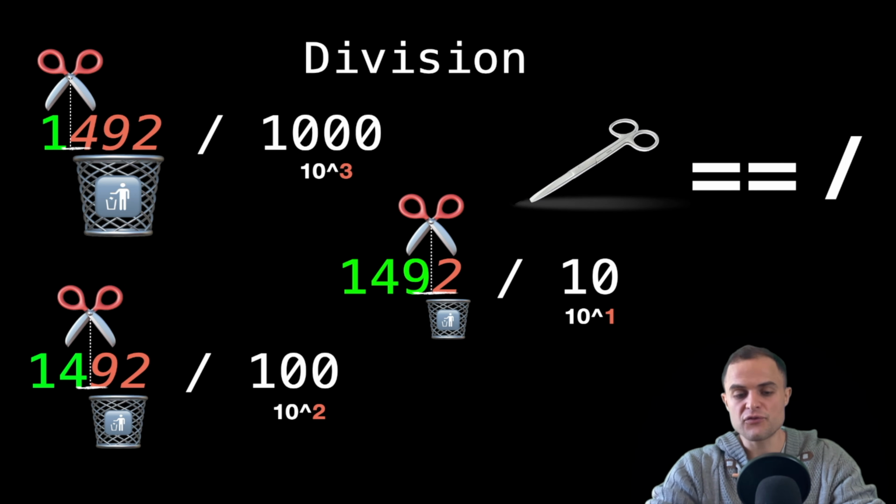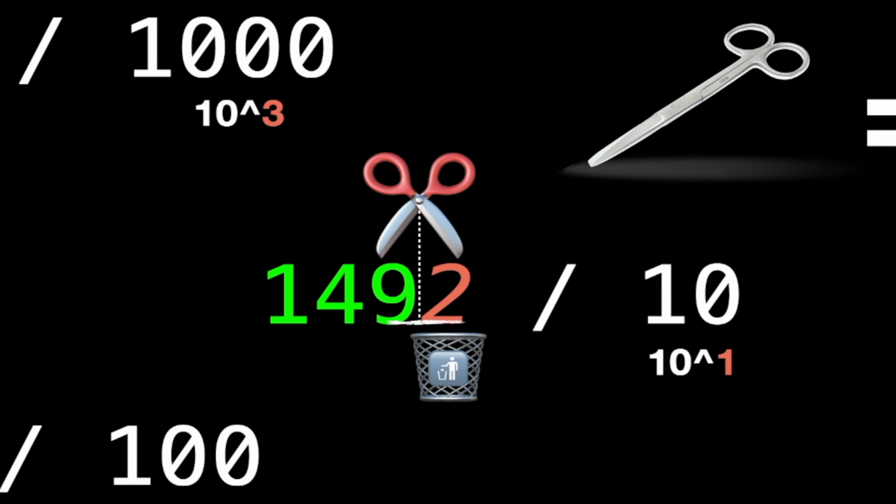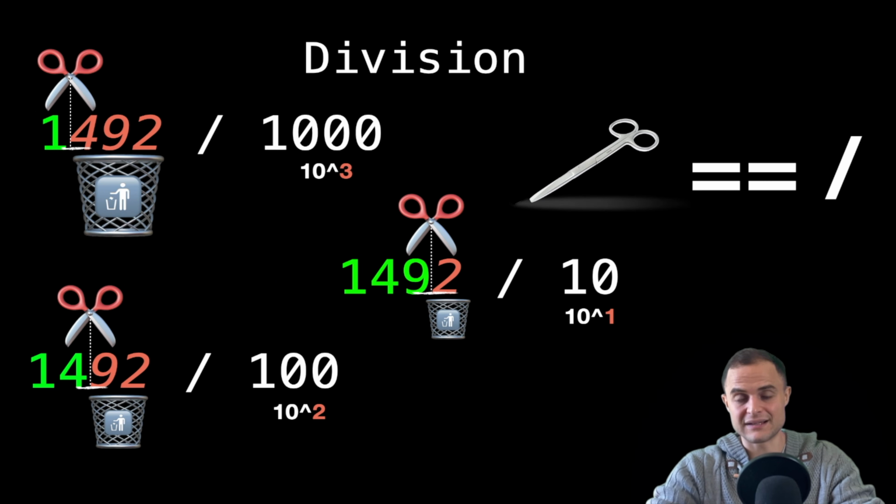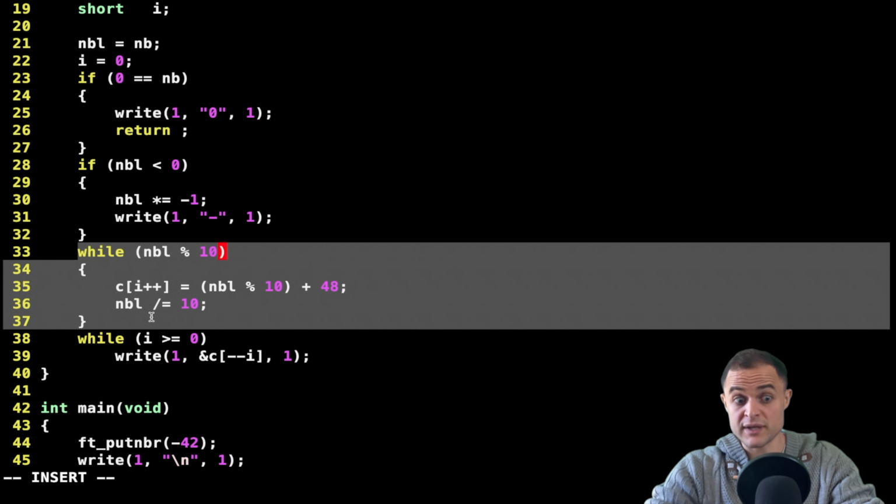Pay attention here. If I divide 1492 by 10, I cut the last number, okay? So the division is the exact opposite operation of modulo. In modulo, I take the last number. If it was modulo 10, I was taking the 2. With division, I cut the 2 and I keep the 149. This is pretty simple. Let's reread this while loop again.